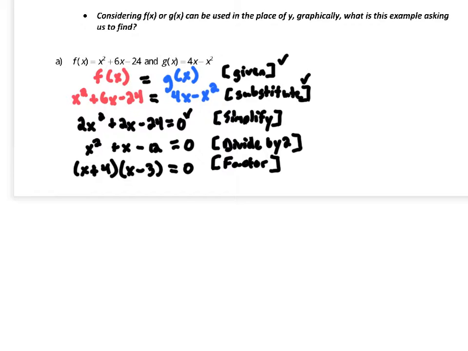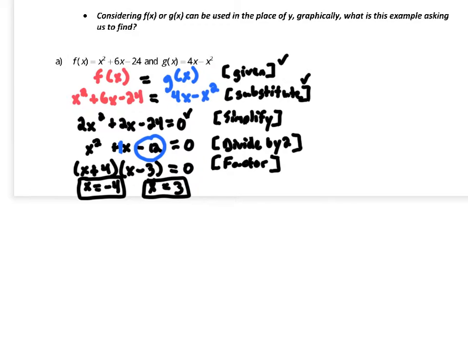And remember, I'm not going to square root to solve this because there's an x squared and an x in the equation. So I asked myself, what two numbers multiply to negative 12 and add to 1? Well, those numbers were positive 4 and negative 3. So the two answers are x equals negative 4 and x equals 3.